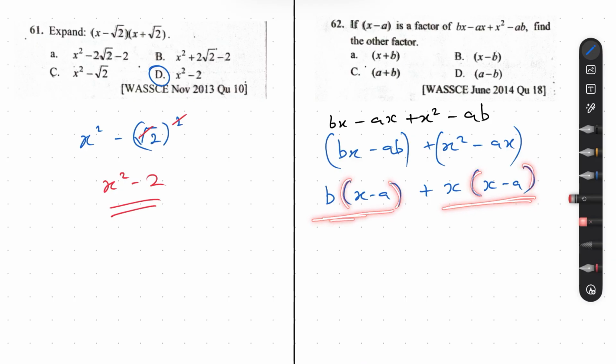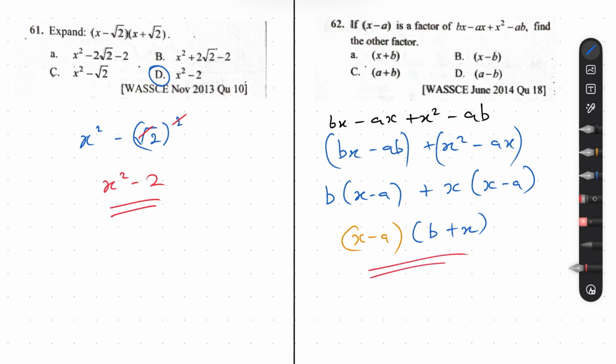So we can factor that out, okay? So we have x minus a factored out. If we factor x minus a out, we are left with what? B. So let's put that in the bracket, b. And if we factor x minus a out from here, we are left with what? X. So x. So this is what we get after factorizing the whole expression, okay? Cool.